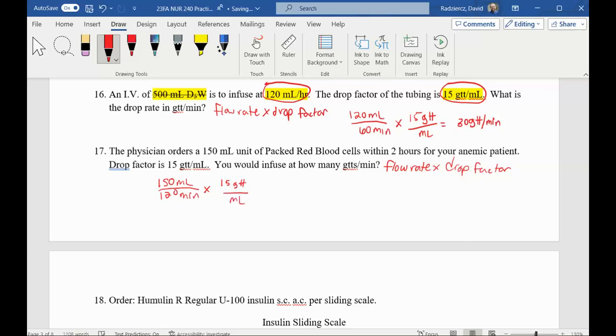You know you set it up correctly because you're left with drops per minute. And you just do 150 times 15 divided by 120, and you're going to get 18.75. But remember, I can't give somebody a partial drop. So I need to round that up to 19 drops per minute.